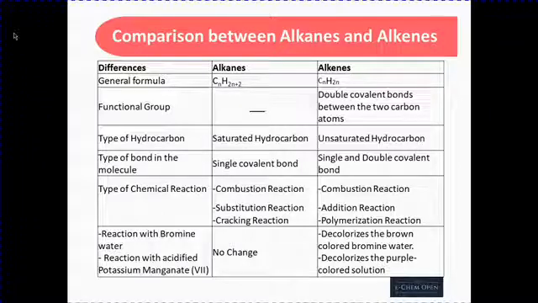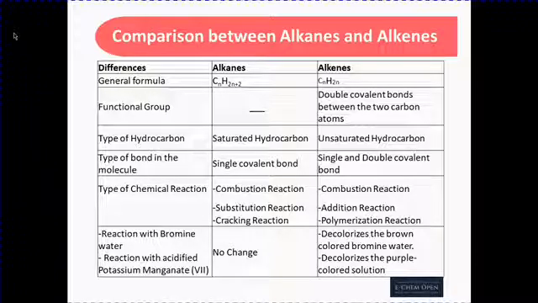Comparison between alkanes and alkenes. The general formula for alkanes is CnH2n+2, and for alkenes it is CnH2n. The functional group in alkenes is a double covalent bond between two carbon atoms. The type of hydrocarbon in alkanes are saturated hydrocarbons, and in alkenes are unsaturated hydrocarbons. The type of bond in alkanes are single covalent bonds, and in alkenes are single and double covalent bonds.